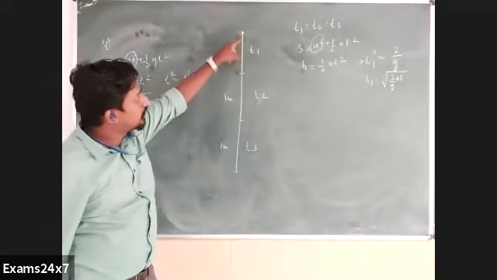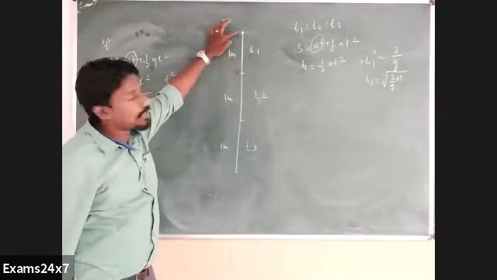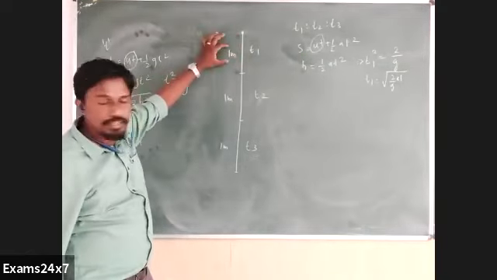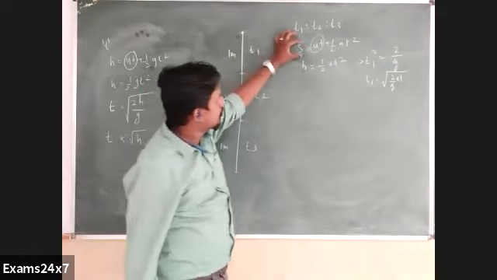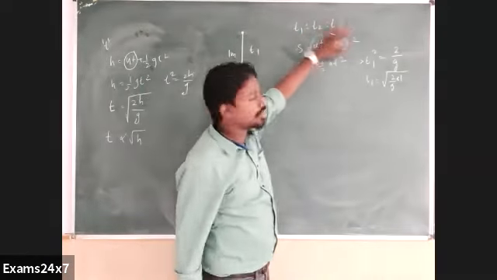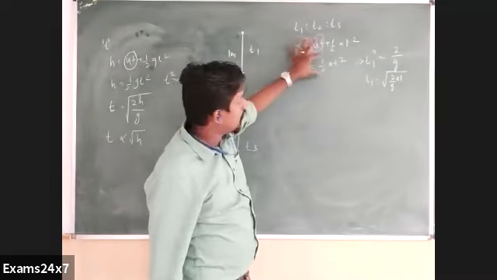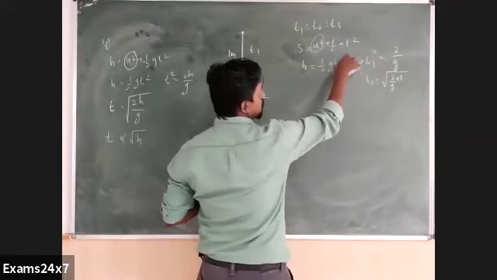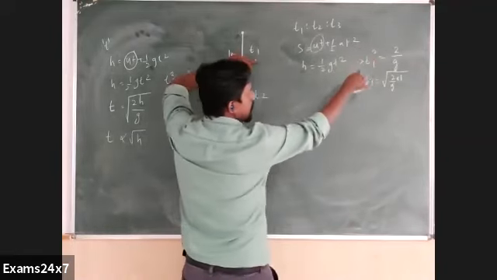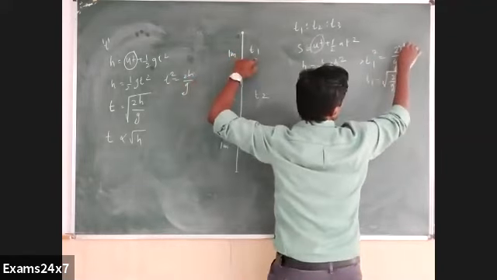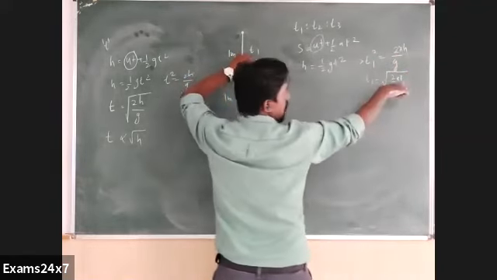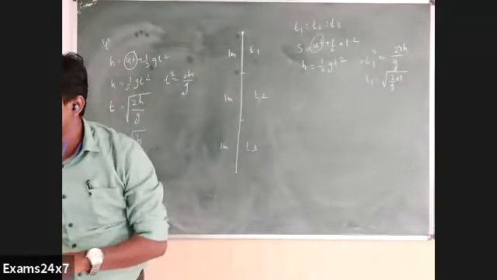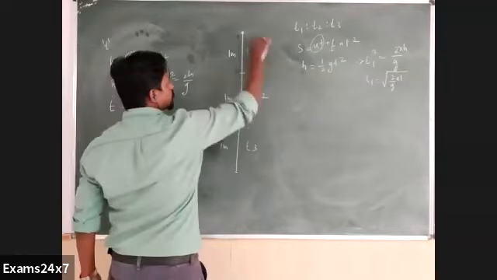You need to find the time for the first 1 meter. Initial velocity u is 0. Acceleration is g. Distance traveled is h, that is 1 meter. Substitute in S is equal to ut plus half at square. In this case, h is equal to half gt square, or t1 square is equal to 2 into h by g. Since h is 1, t1 is root of 2 into 1 by g. So time t1 is found.